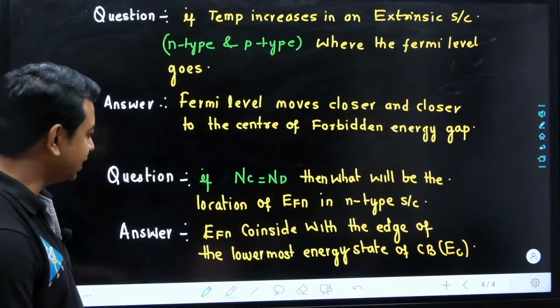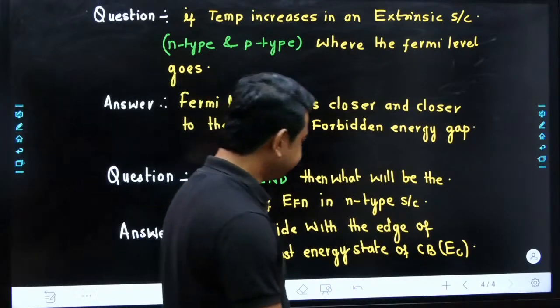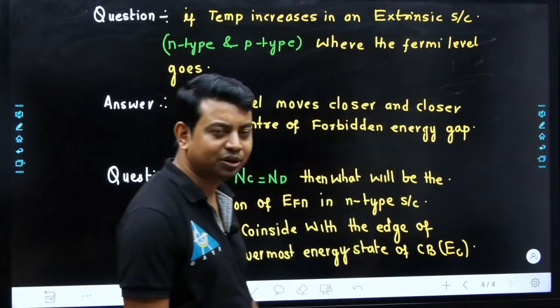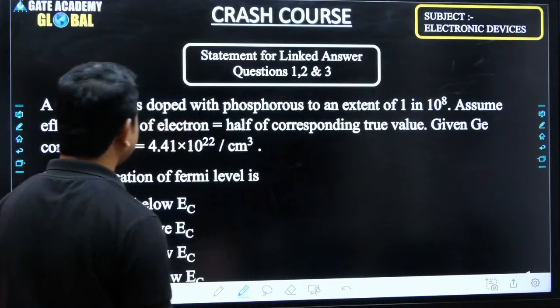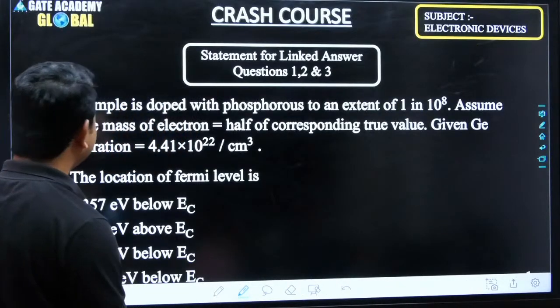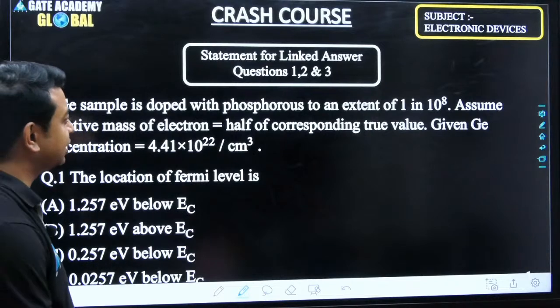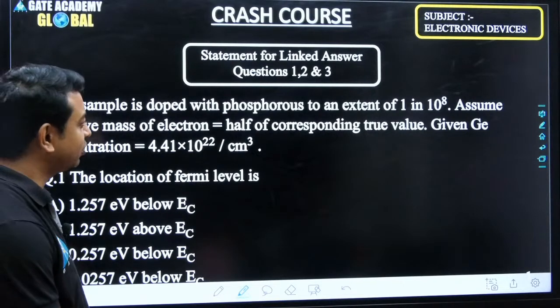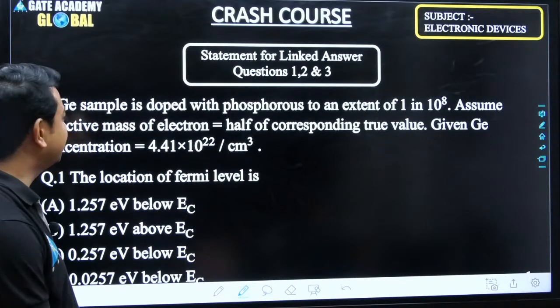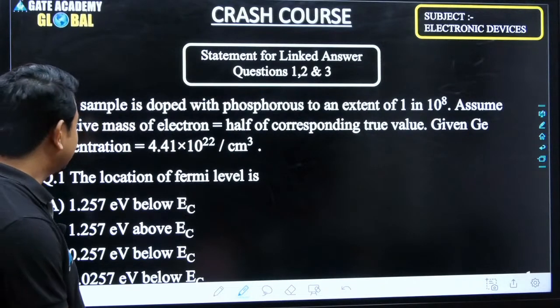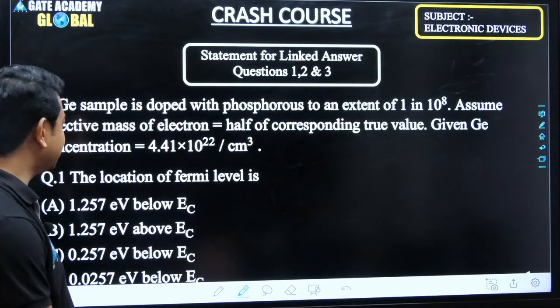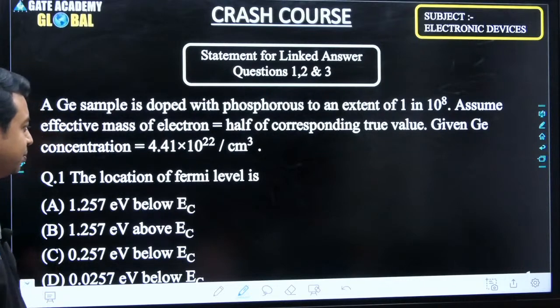And I have these particular points. Then we are going to solve some numerical problems based on this one. So this is one numerical problem: a germanium sample is doped with phosphorus to an extent of 1 in 10 to the power 8. Assuming the effective mass of the electron is equal to half of its true value, and given the germanium concentration is 4.41 into 10 to the power 22 per centimeter cube, the location of the Fermi level is.